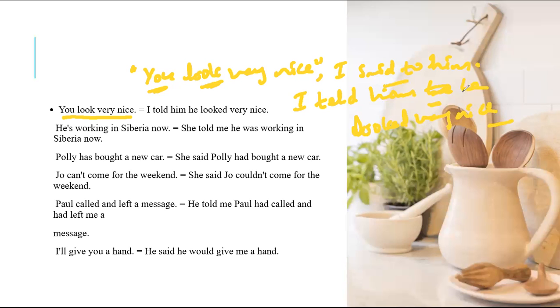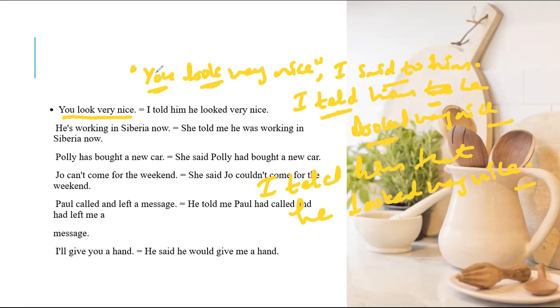Because now this person is the third person, because I'm not talking to him, so I won't be using the second person pronoun here. And "look" has been changed into the past tense because "told" here is in the past tense. So we need to have tense consistency. Because it's now written in one sentence: I told him that he looked very nice. So this is one sentence, right?